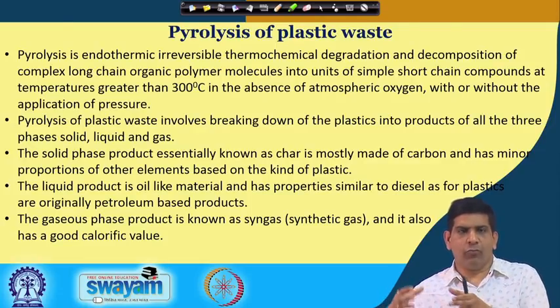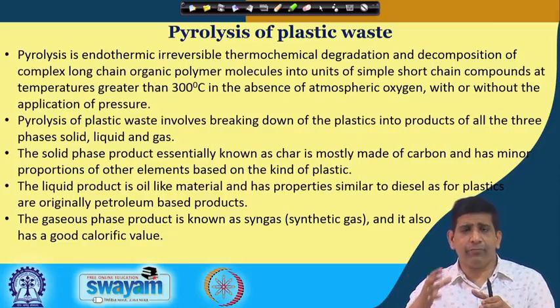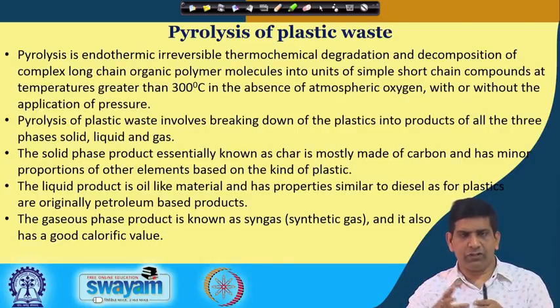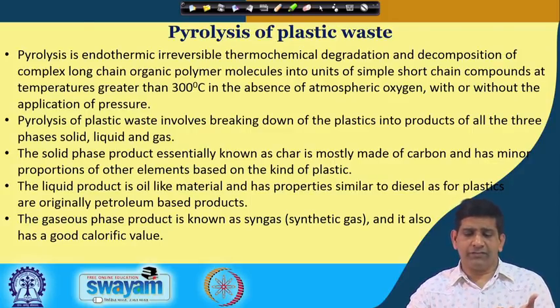You have organic polymer molecules in a long chain, and you convert them into units of simple short chain compounds at temperature greater than 300, in the absence of oxygen, with or without application of pressure. So that's what typically happens in pyrolysis. You take longer chain polymer molecules and convert them into simple chain compounds at temperature greater than 300, in the absence of atmospheric oxygen, either in presence or absence of pressure.